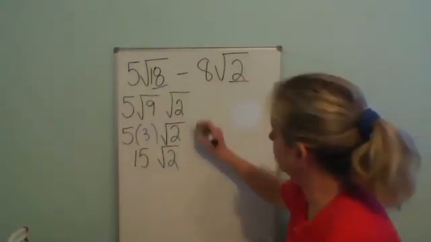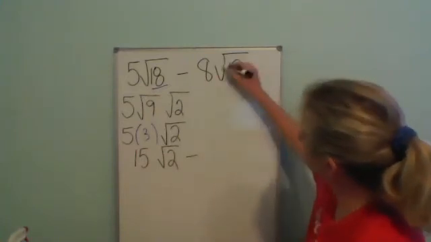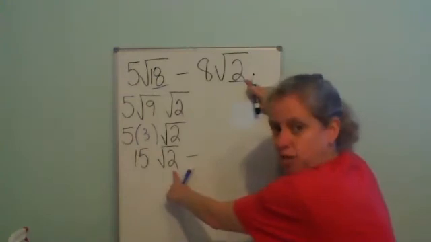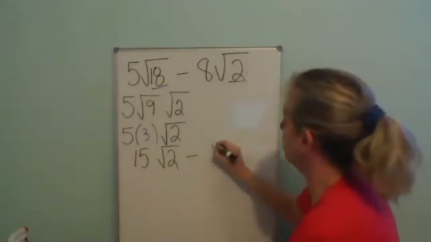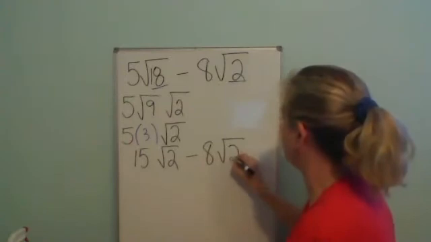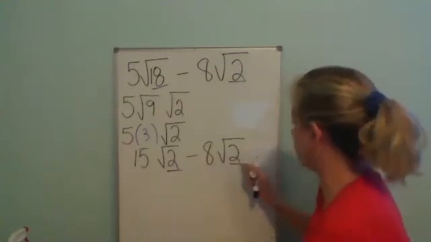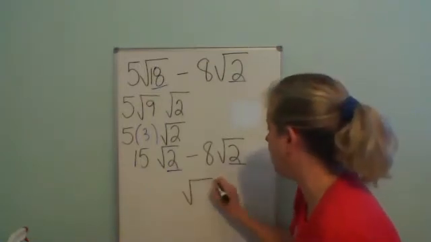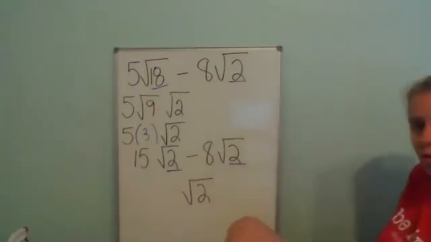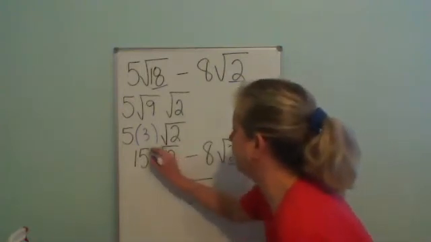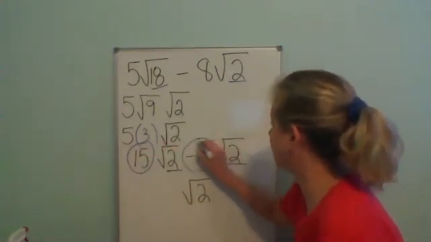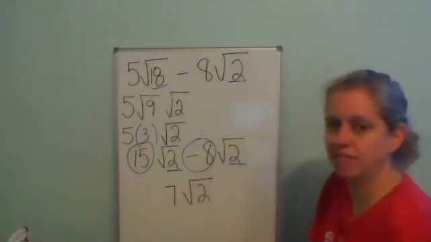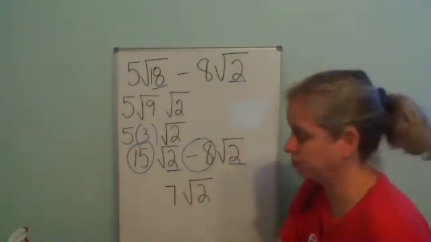Now, bring down this minus. Look at this other one. It is a square root of 2, which is like this one, which means I don't want to mess with this one at all, because if I just drop down that 8 square root of 2, look, my radicands are the same now, so they are like terms. So how many square roots of 2 am I going to have left? Well, I've got 15 here, minus 8 here. So 15 minus 8 gives me 7 square roots of 2.